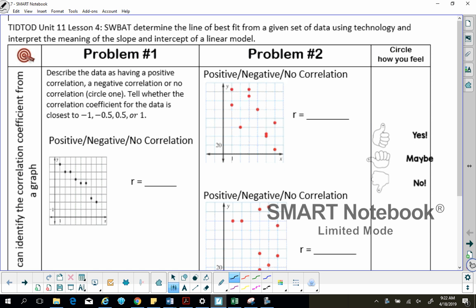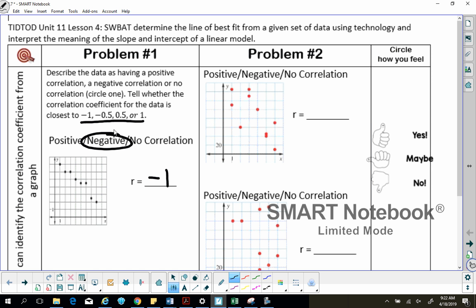First of all, Quran, is this negative, positive, or no? This first one. Not positive, Dana. What is it? Negative. See how it's going down? We know it's negative. Is it strong or weak? Strong. So which one of these would be closest to this? Negative one. So it's not, remember, it's not perfect. They're saying which one would be closest.